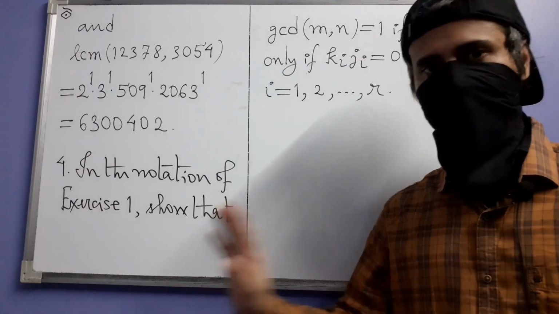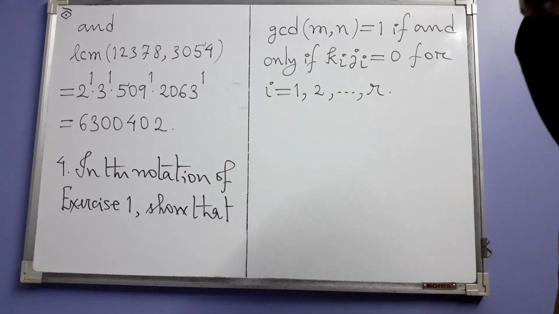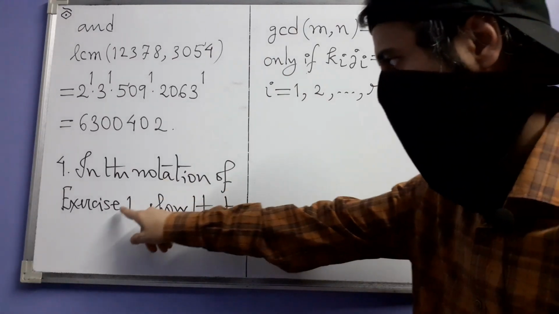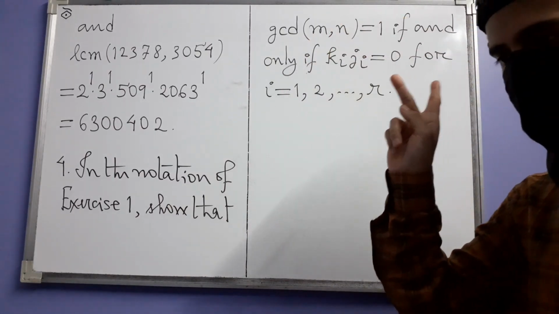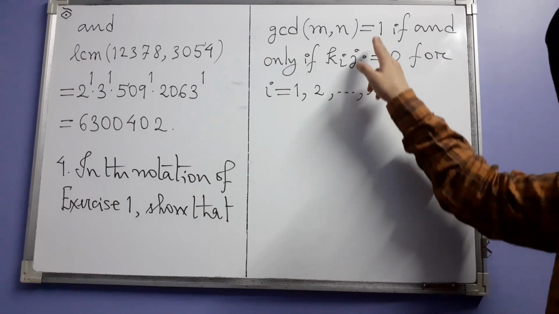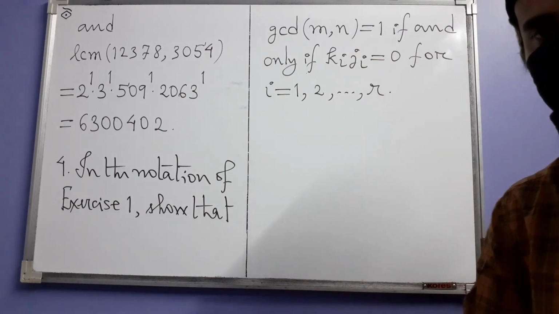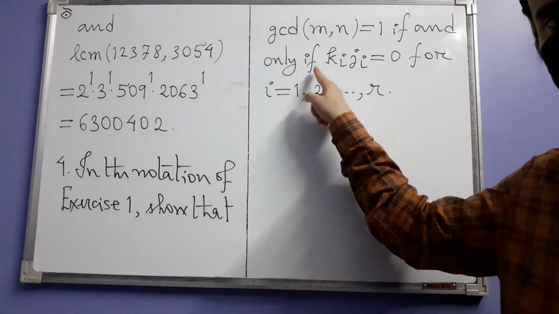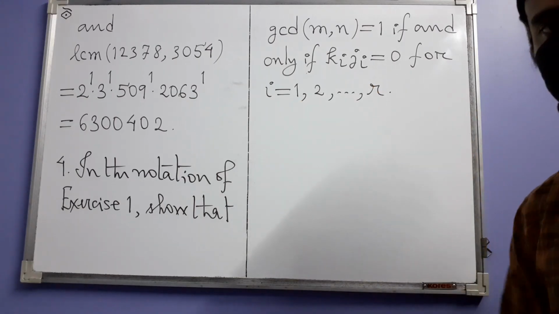The next one is this fourth one. The third one, of course, is left to you. And again we go back to exercise 1. In the notation of exercise 1, you have to show that the GCD of those two positive integers, m and n, is 1. That means they are relatively prime if and only if the product of those corresponding exponents, ki ji, is equal to 0 for all i.